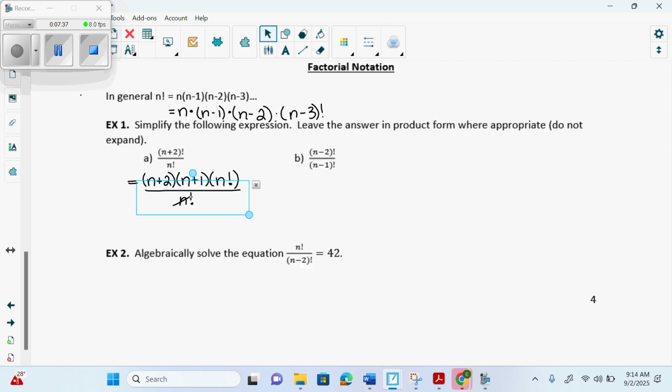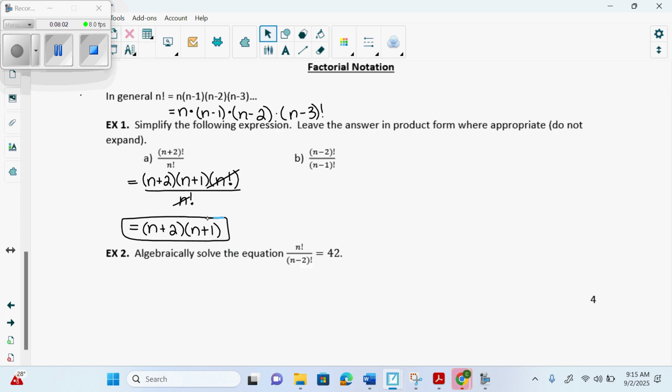And now they can cancel off. And now a lot of people will just box their answer here. That is not done. That is not simplified, right? The simplified form of that would be taking the canceled ones off and rewriting it. So you will lose marks if you don't rewrite it. It is not simplified. N plus 2, n plus 1. It does not want you to expand. That's what it said above. Just put it in factored form, product form, so it stays like that.